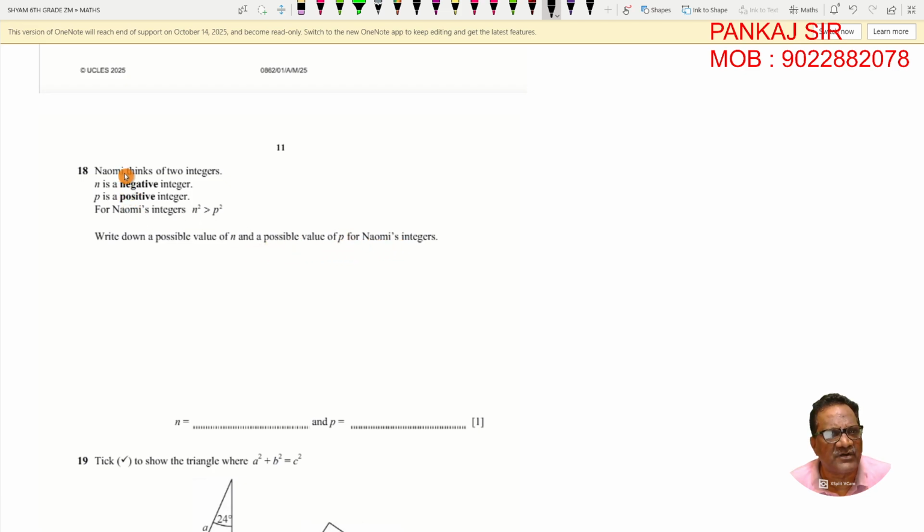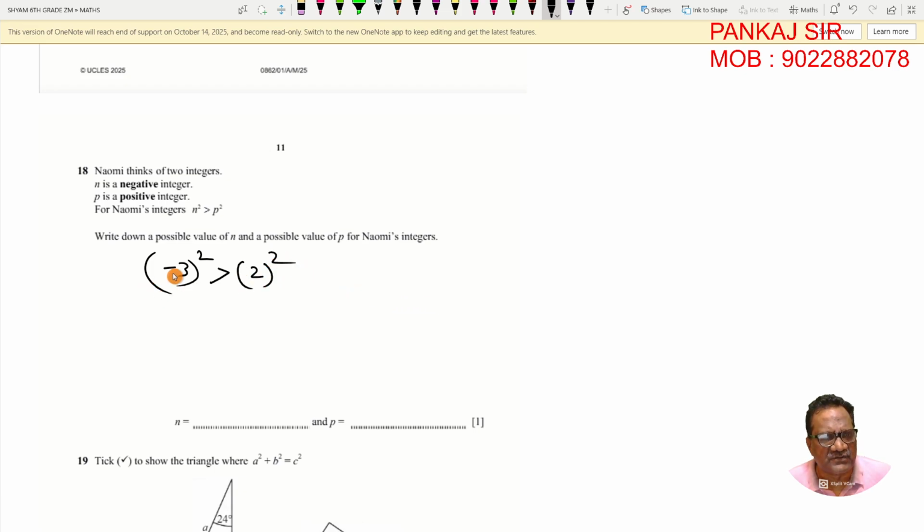Now this is what Naomi has thought in her mind. Okay, so it can be anything, right? So you stick to the information that is given. So n you could not take positive, n you have to take as negative. So let me take minus 3 as negative, right? So n square will be minus 3 the whole square. And p is a positive, so let me take 2, so 2 square.